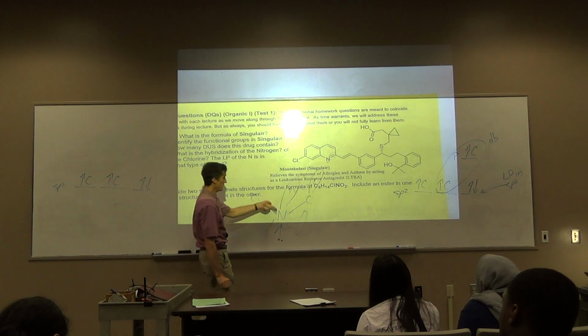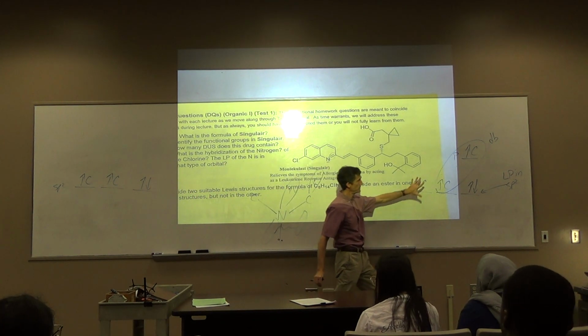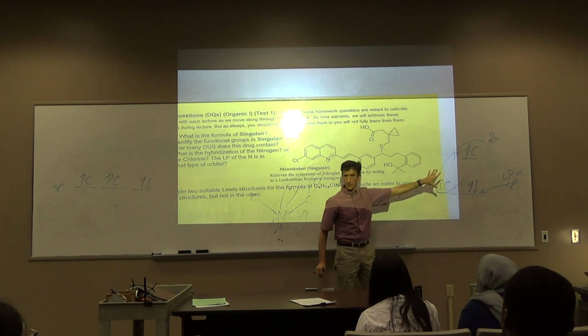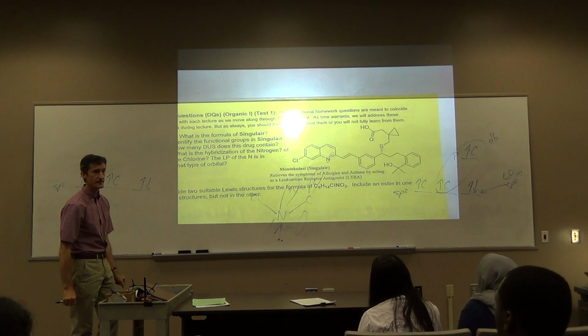And so the p orbital is being used to make the pi bond. The lone pair is sitting in the hybrid. This is hopefully shown with this. I like showing graphically. Help us see that and understand it.